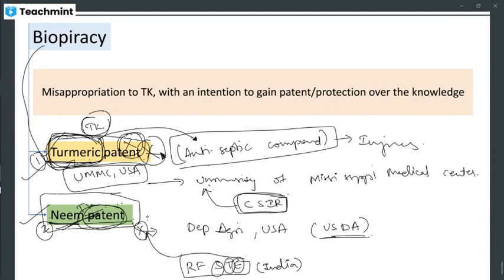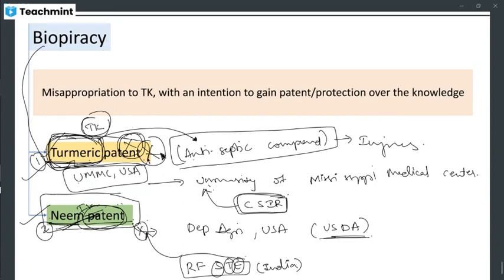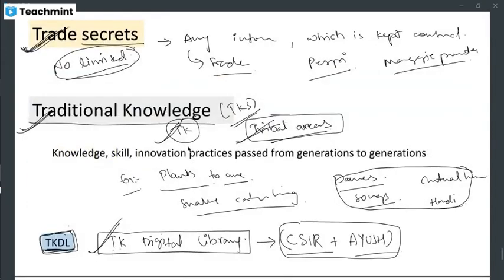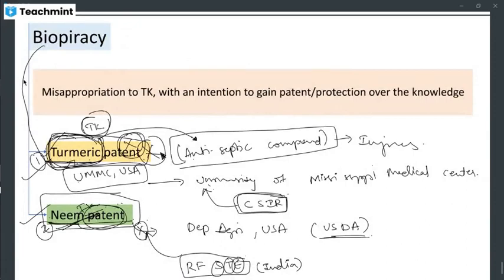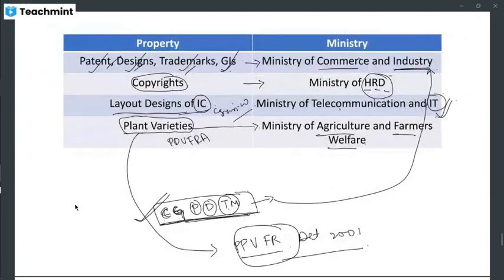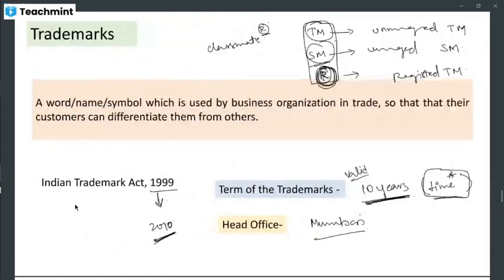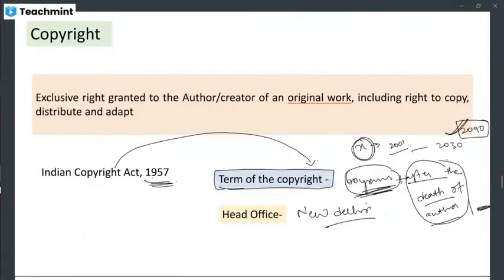So please make a note of this, right? So with this, we have also completed the intellectual property rights, and along with that, we have discussed the traditional knowledge as well as misappropriation of traditional knowledge, that is your biopiracy. Okay, the two examples of biopiracy. So I hope that we have covered PPV, FRA, and IPR in detail.